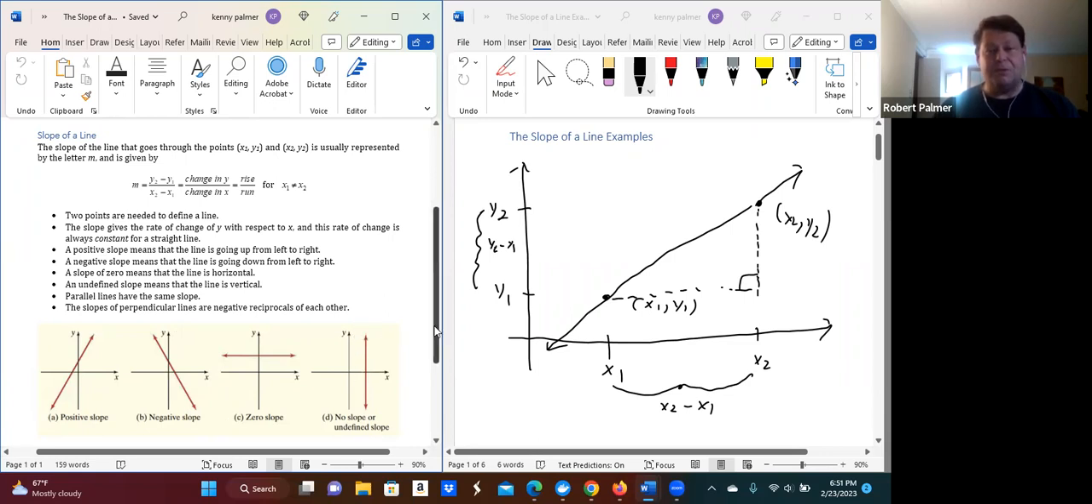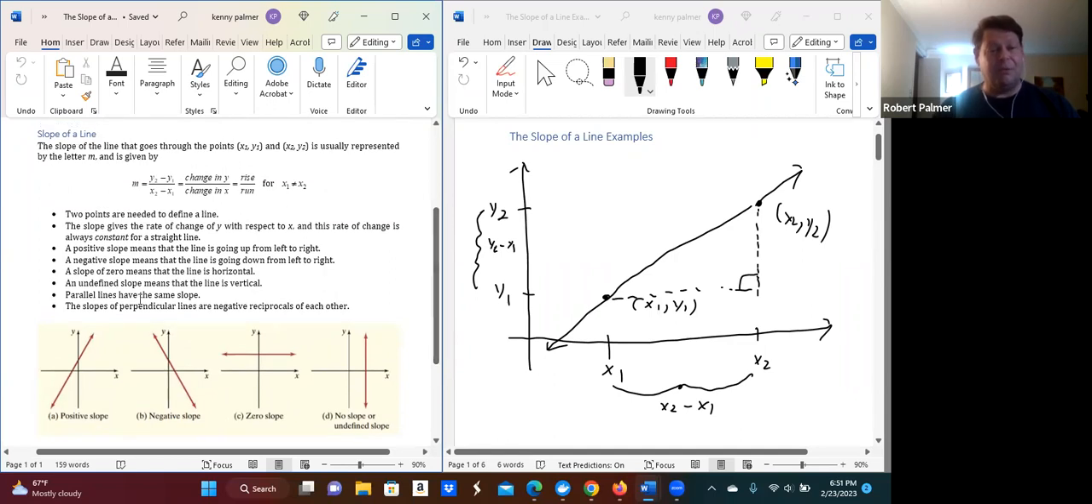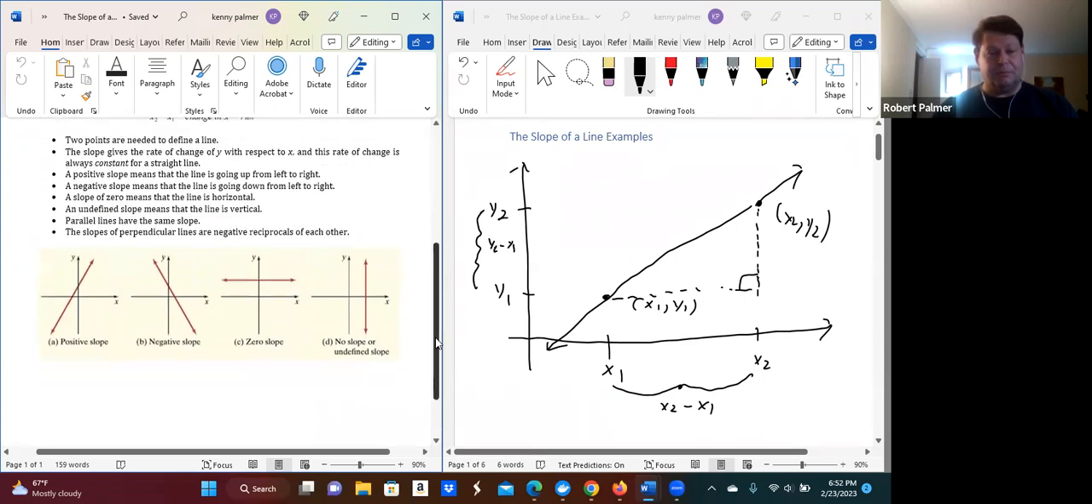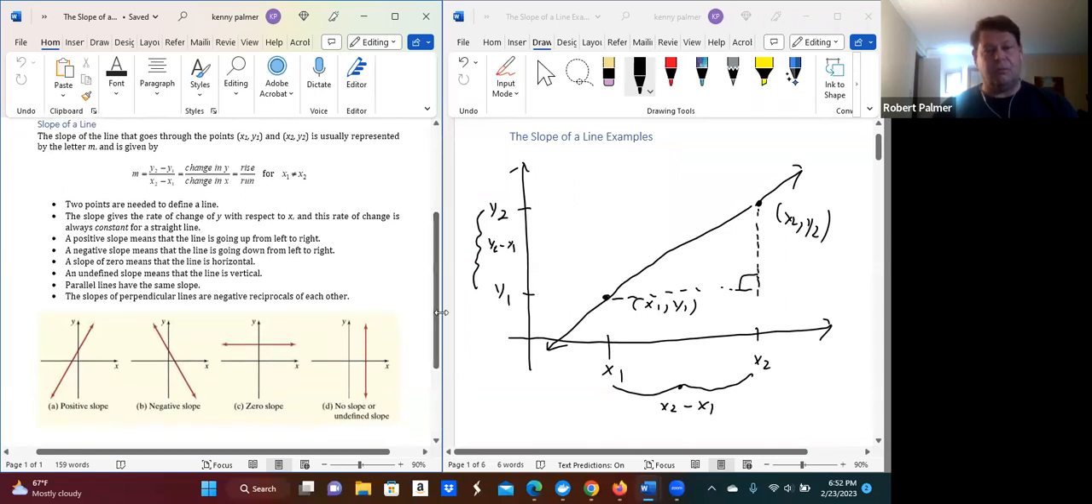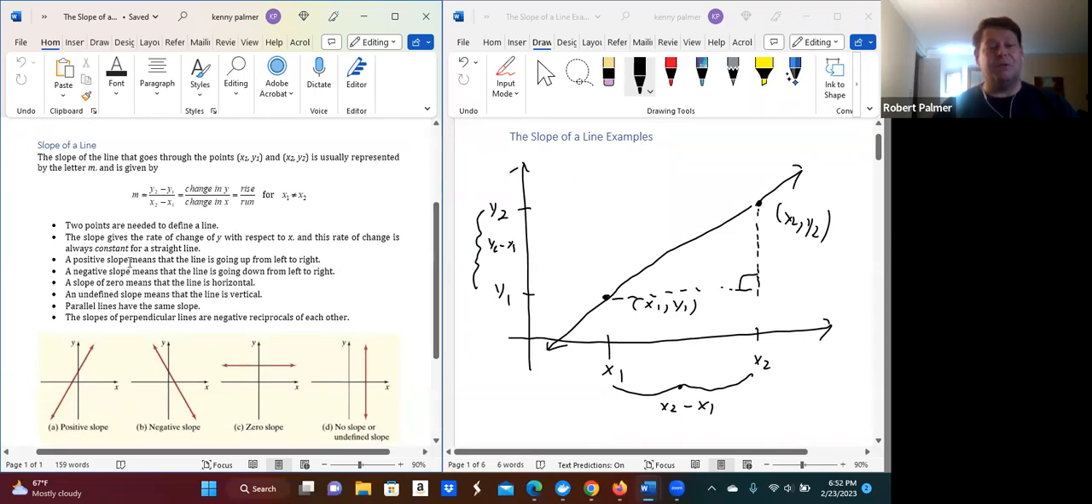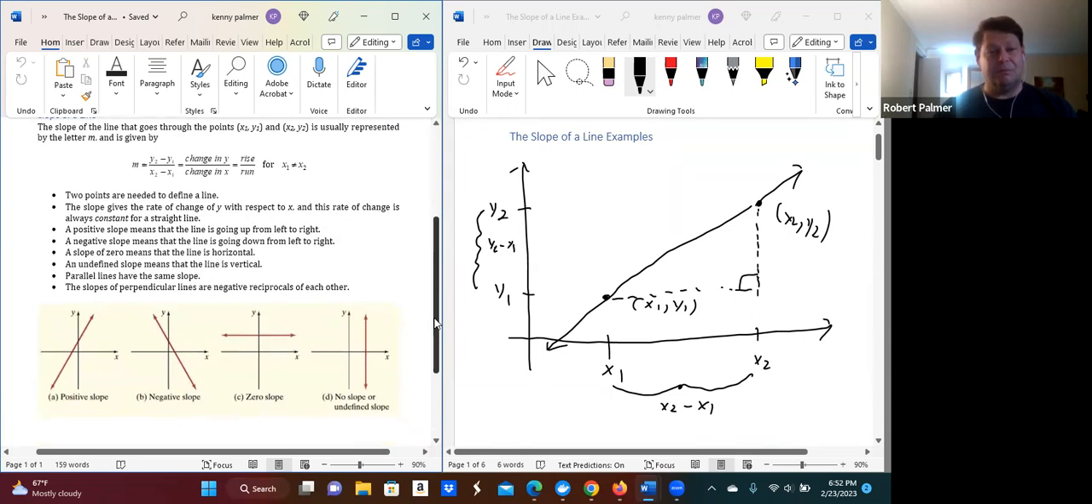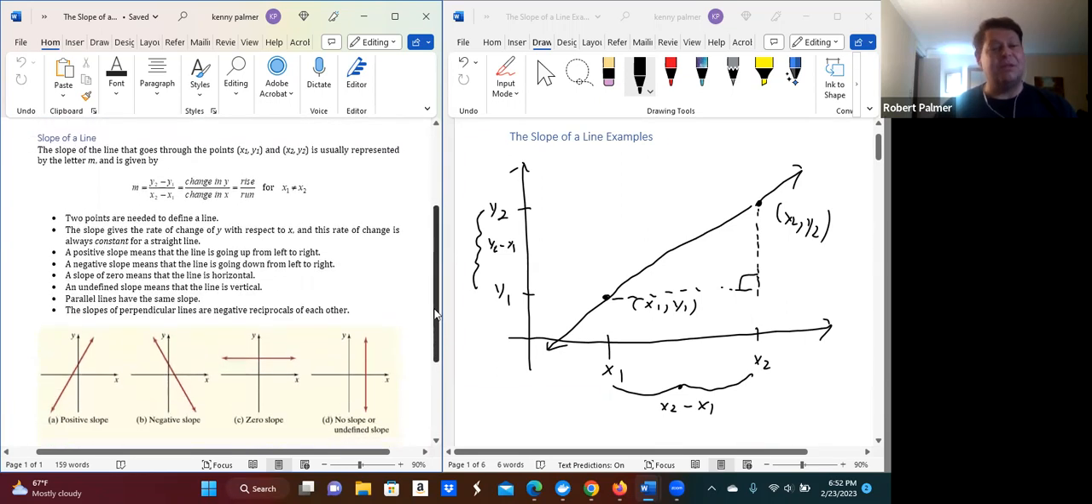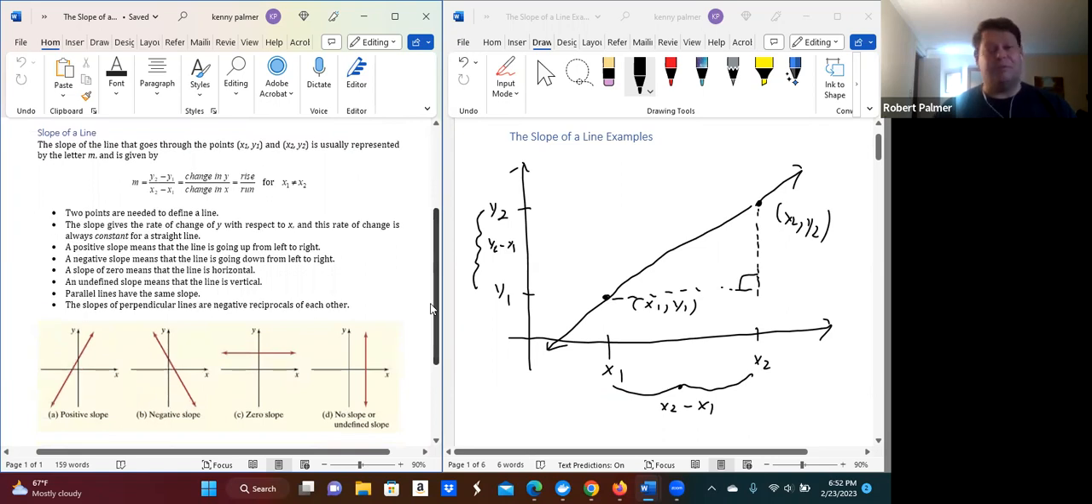Now, also, 2 lines are parallel if they never touch. They go in the same direction and have the same slope. And slopes of lines that are perpendicular are negative reciprocals of each other. One more thing I don't have written here: the magnitude of your slope, how large the number is, indicates the steepness of the line. So the absolute value of the slope tells the steepness, whether positive or negative.